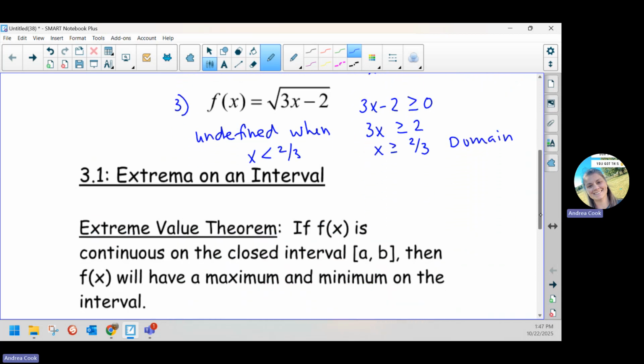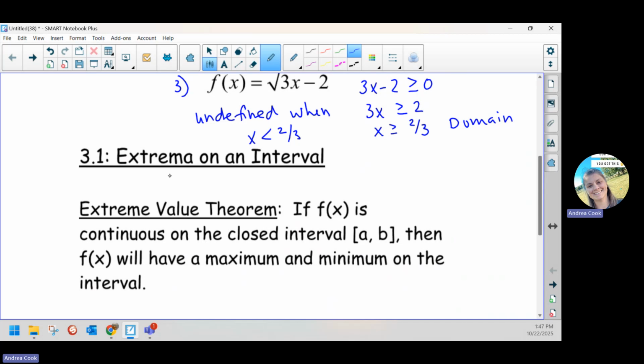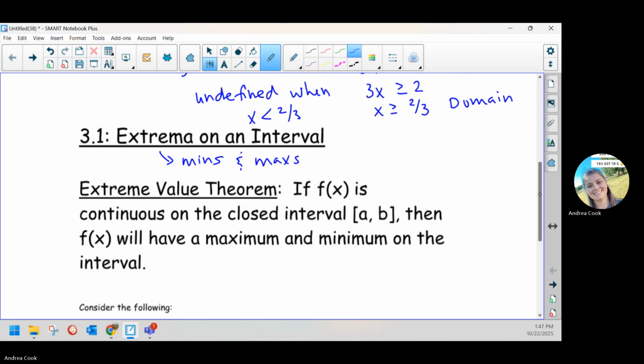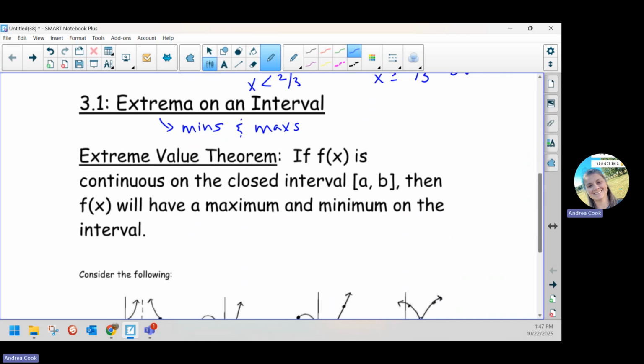Okay, extrema on an interval. So extrema are mins and maxes. The extreme value theorem says if f of x is continuous on a closed interval, so those are our two hypotheses, then our conclusion is that the function will have a maximum and a minimum on that interval.